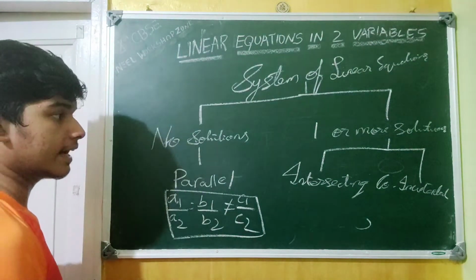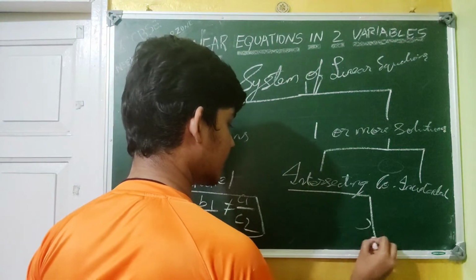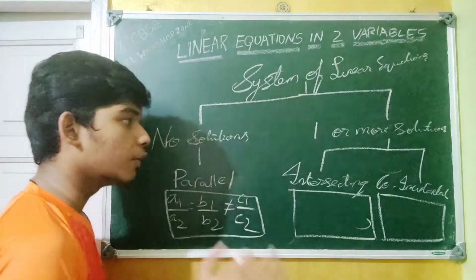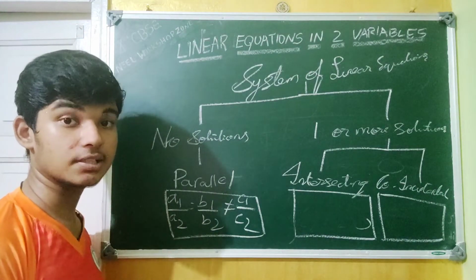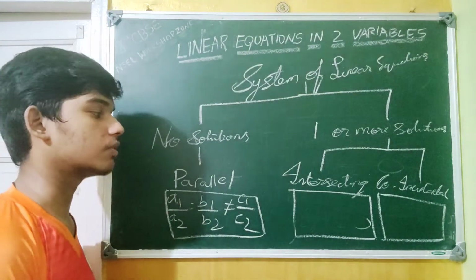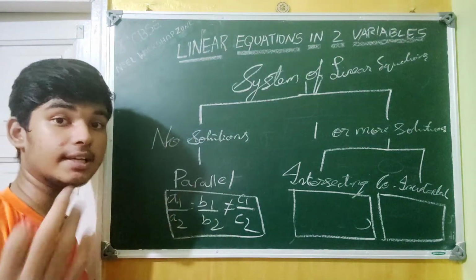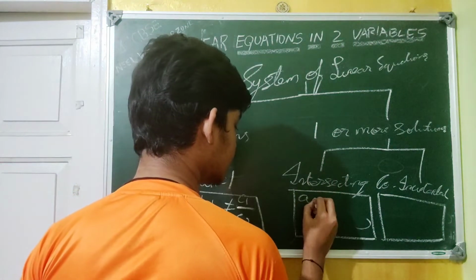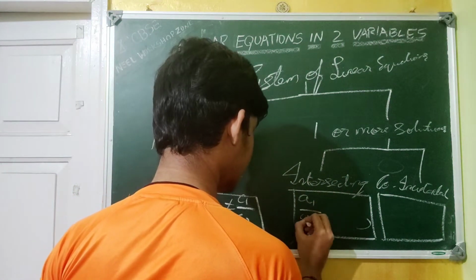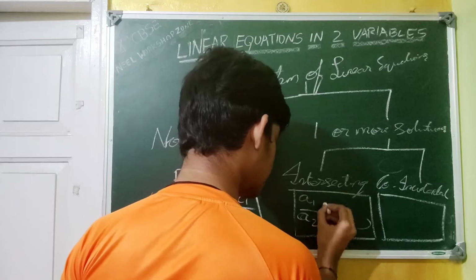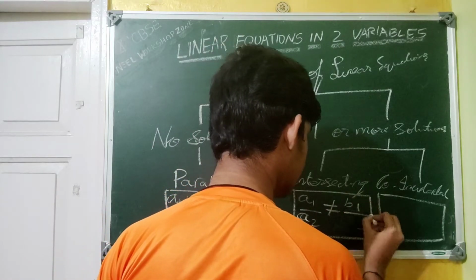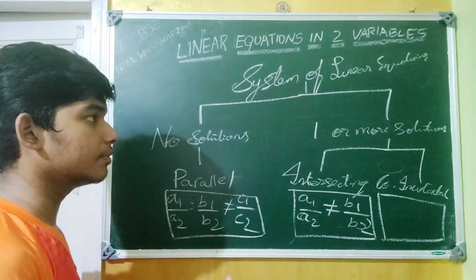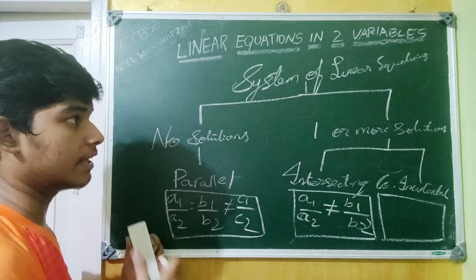On the other hand, intersecting lines are the lines, or we can call two pair of linear equations as intersecting when they only have one solution that matches, not more or not less, just one solution. And to find out whether a pair of linear equations are intersecting or not, the formula that we can use is a1 by a2 is not equal to b1 by b2.